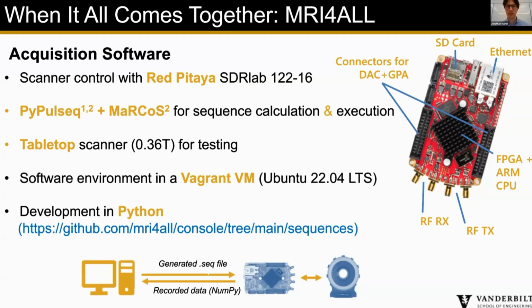And then through the development process, we used this tabletop scanner that the Martinos Center provided for testing our software acquisition without having access to a physical magnet, because it was being built at the same time. We were trying to do all of this in parallel. And as a part of that, a really critical ingredient was having a nice virtual machine, a virtual environment that we could have all of our development tools available in and continue development.